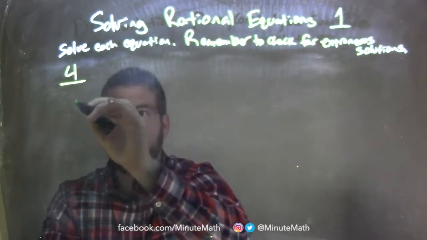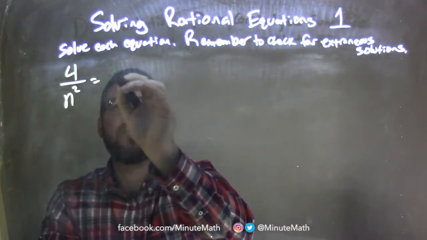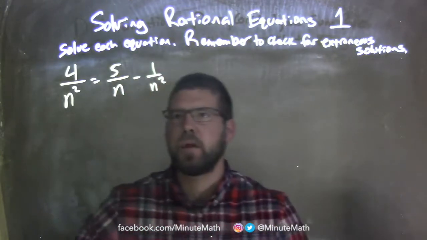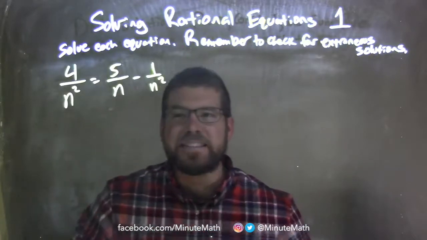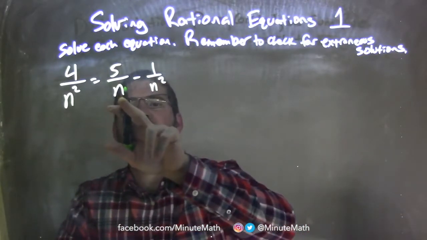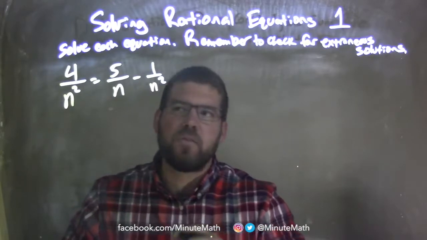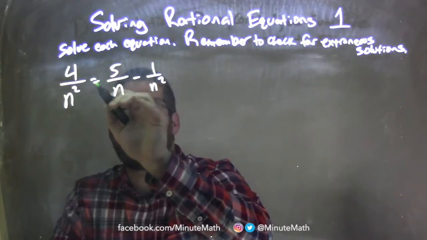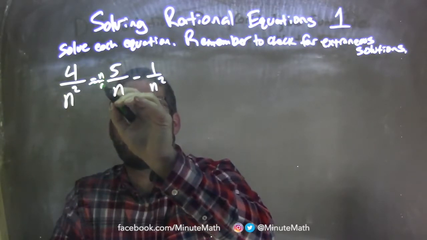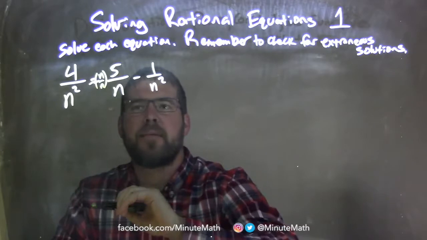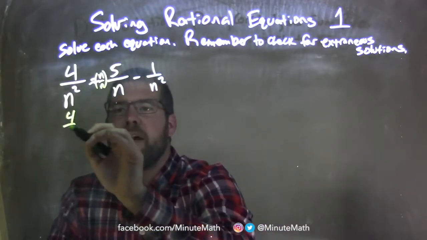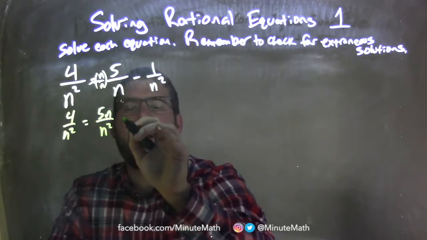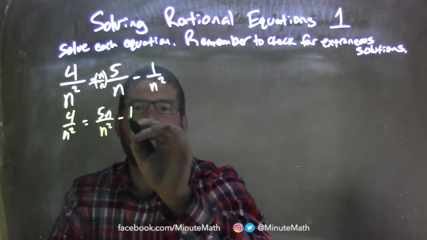4 over n squared is equal to 5 over n minus 1 over n squared. Okay. Right now, I want to combine these two fractions. I can't at the moment because this has a base of n, and that's a base of n squared. So what I'm going to do is multiply this 5 over n by n over n. Multiply by n over n, I'm left with 4 over n squared on the left. Doesn't change that. But I have 5n over n squared on the right side, minus 1 over n squared.